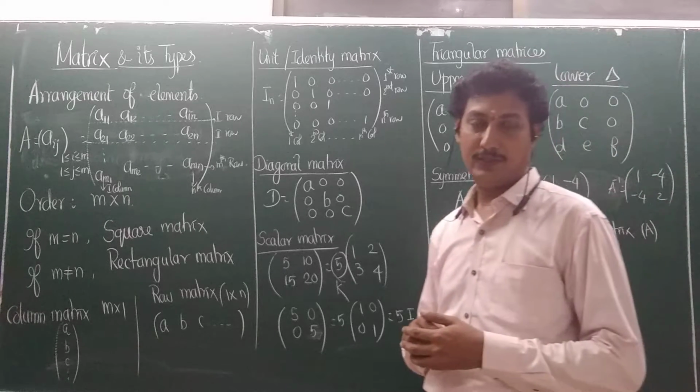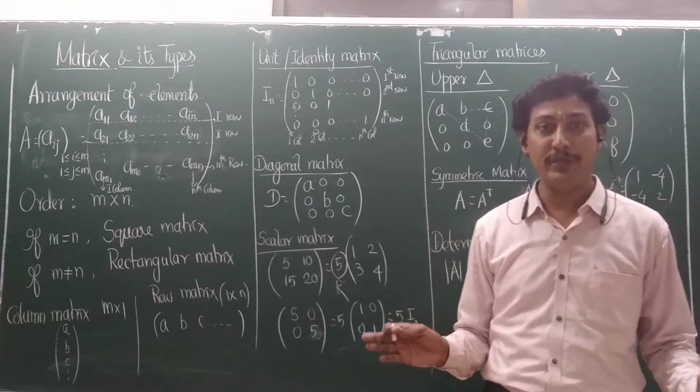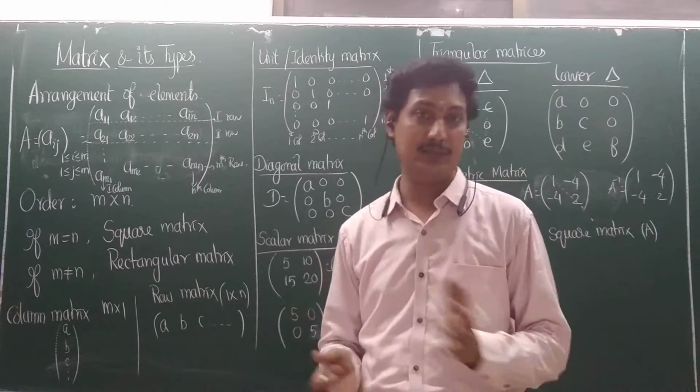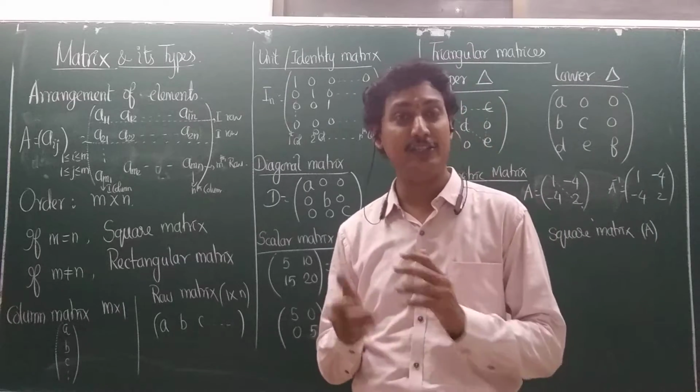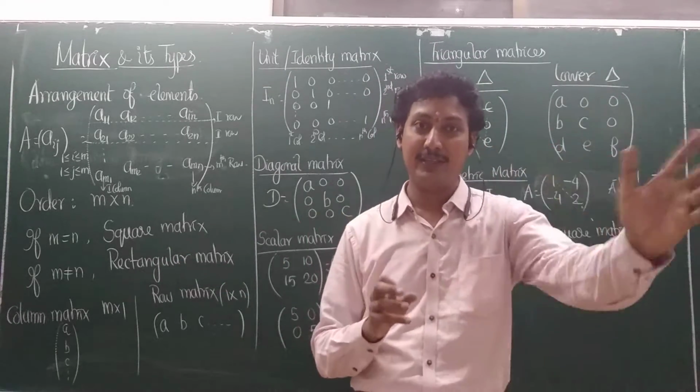In this series of video lectures, this is another one: matrix and its types. So what is a matrix? A matrix is an arrangement of numbers, elements. How can they be arranged? They can be arranged horizontally, and they can be arranged vertically.